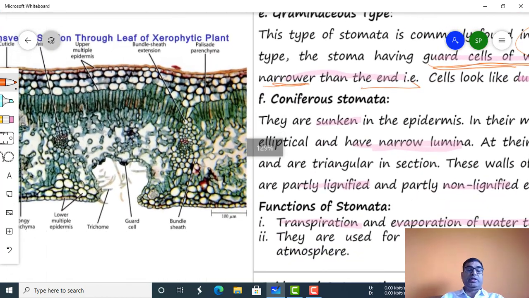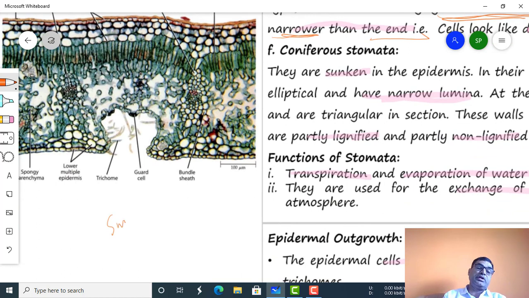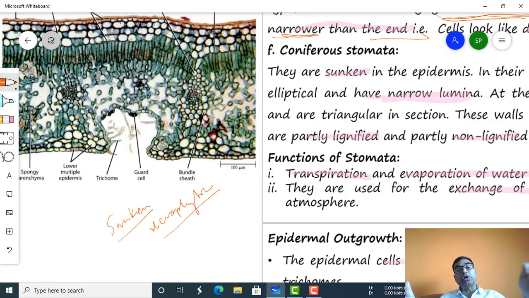This coniferous type of stomata is usually called a sunken type of stomata. These sunken stomata are observed in xerophytic plants, xerophytic leaves, and usually they are confined to the lower epidermis. To reduce the rate of transpiration, or to prevent the loss of water from the leaves, such deeply situated stomata are present, and they are called sunken stomata.